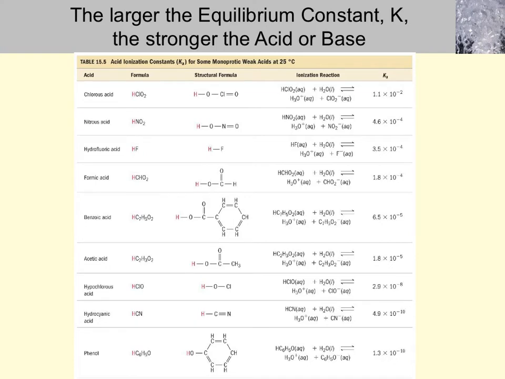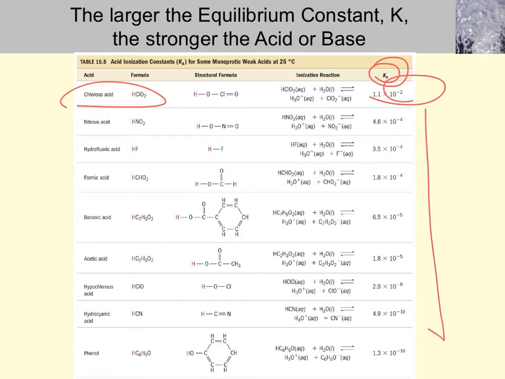All right, so a couple things I'm going to show you in this. First of all, again, the larger Ka is, the stronger the acid. So what is the strongest acid on this page? Right here, chlorous acid. It's still not one of our 7 strong acids, or it wouldn't have a Ka, but it's stronger than all of these.